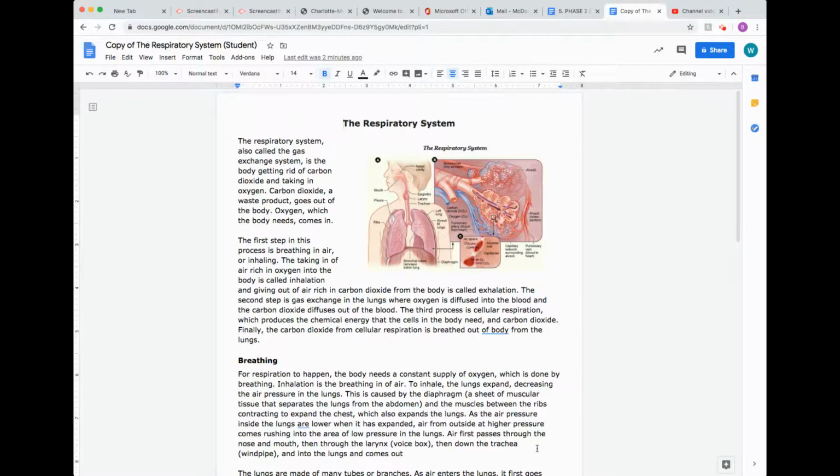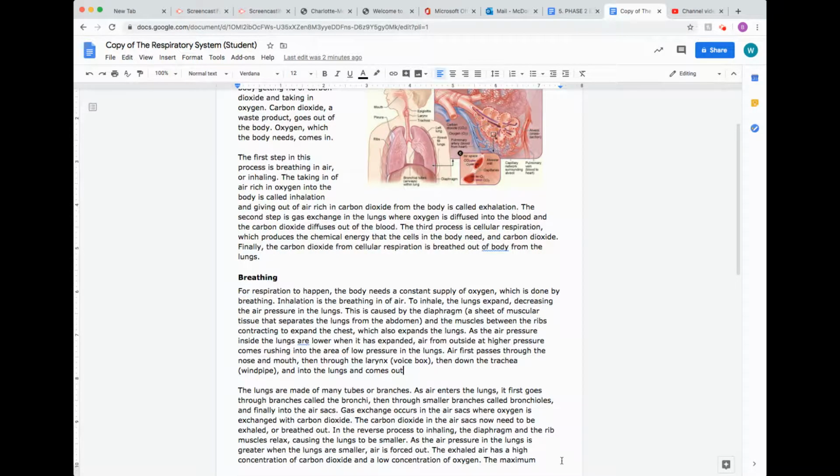Breathing. For respiration to happen, the body needs a constant supply of oxygen, which is done by breathing. Inhalation is the breathing in of air. To inhale, the lungs expand, decreasing the air pressure in the lungs. This is caused by the diaphragm, a sheet of muscular tissue that separates the lungs from the abdomen, and the muscles between the ribs contracting to expand the chest, which also expands the lungs.